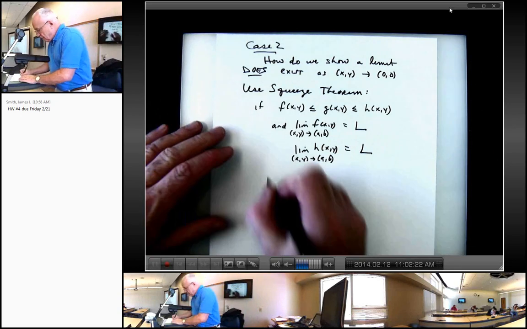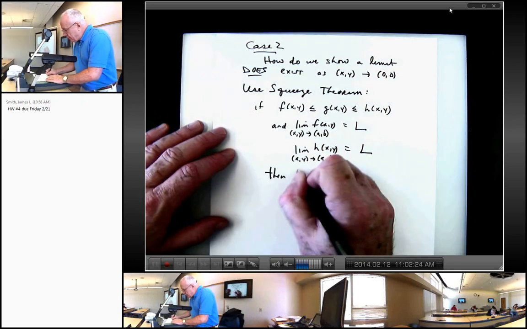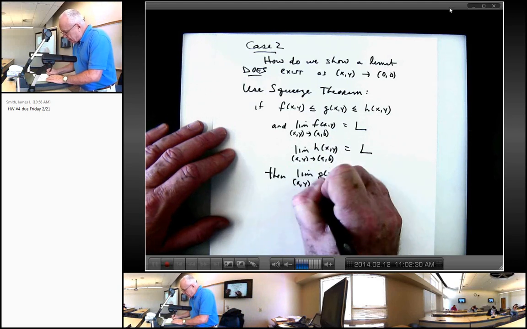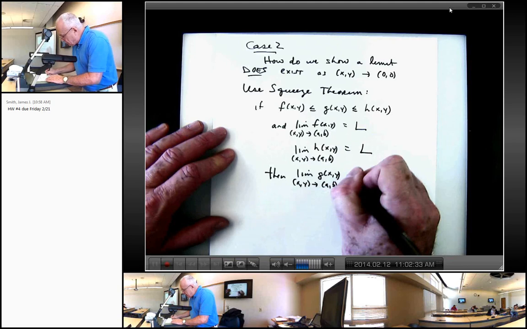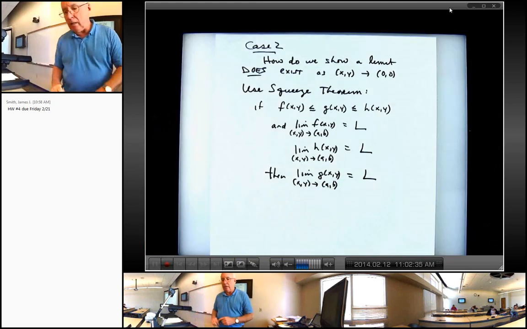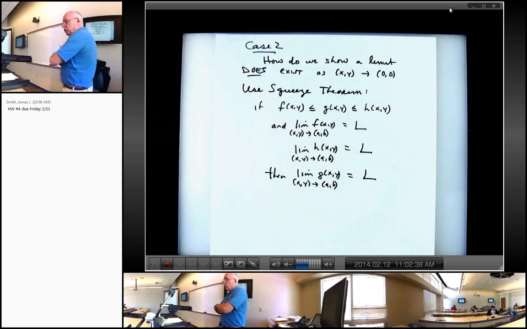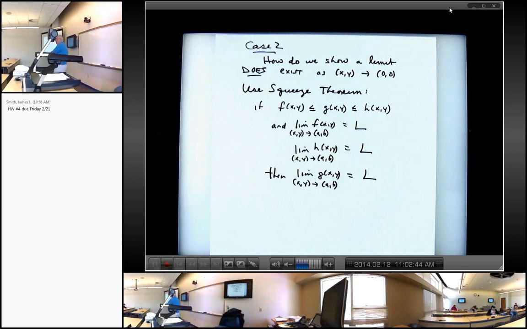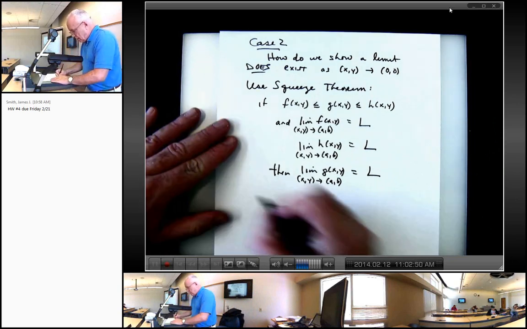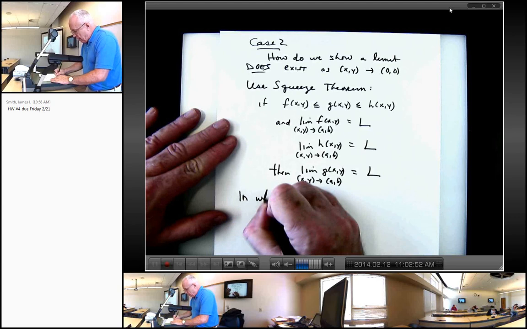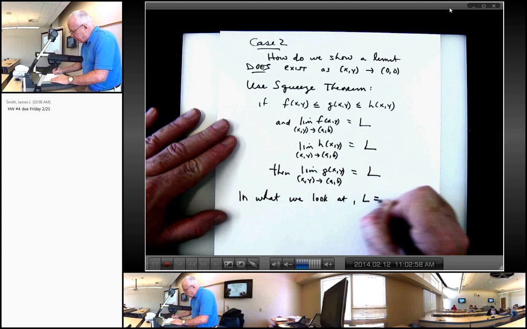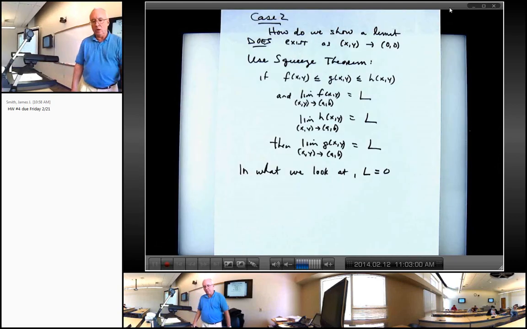Then the limit of the middle function, g of xy, as xy approaches a comma b, is also going to be the same limit of L. What we're going to do here in the ones that we're going to look at is that this L is going to be 0, the number 0. In what we look at, L will end up being 0.